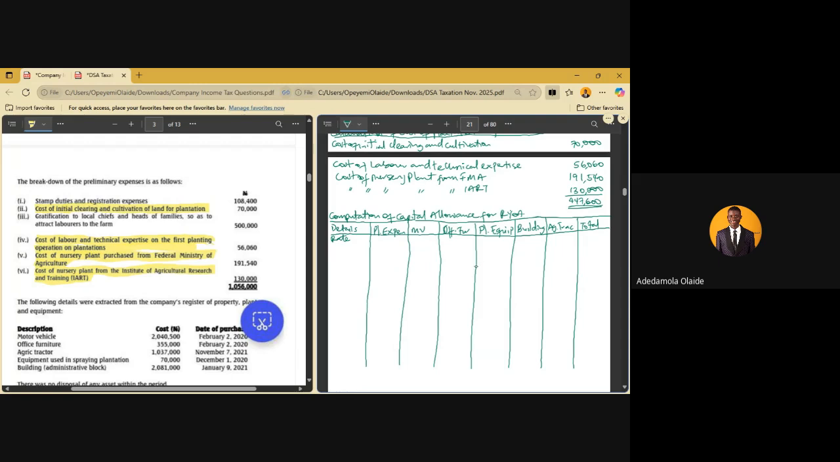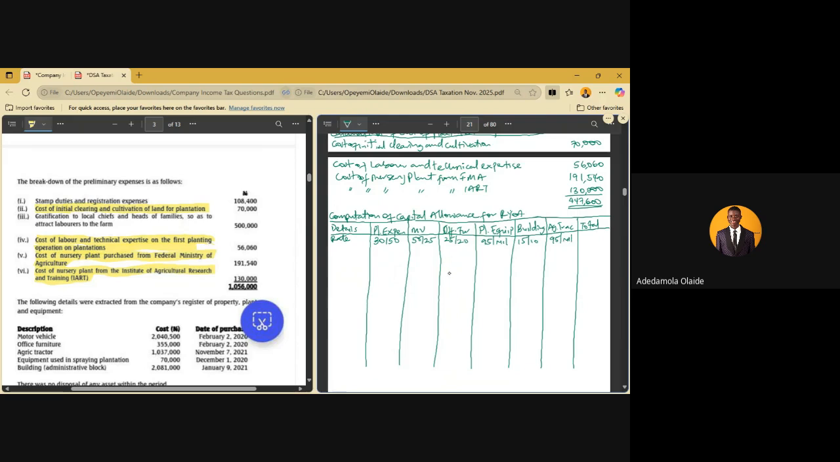So capital allowance, we will have what? Plantation expenditure, that is 30/50. Motor vehicle 50/25. Office furniture 25/20. Plantation equipment 95 mil, then 15/10. Agri tractor, that is agricultural plant expenditure, that is also 95 mil.